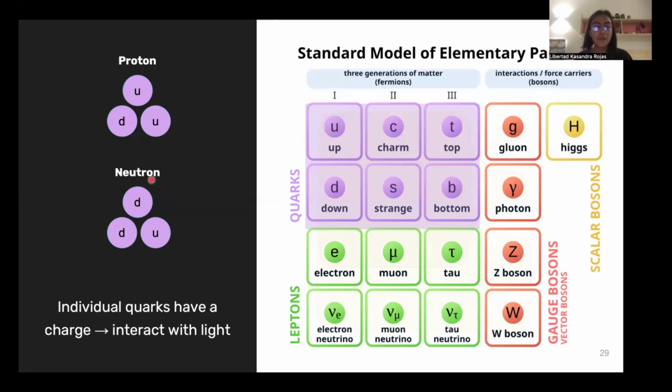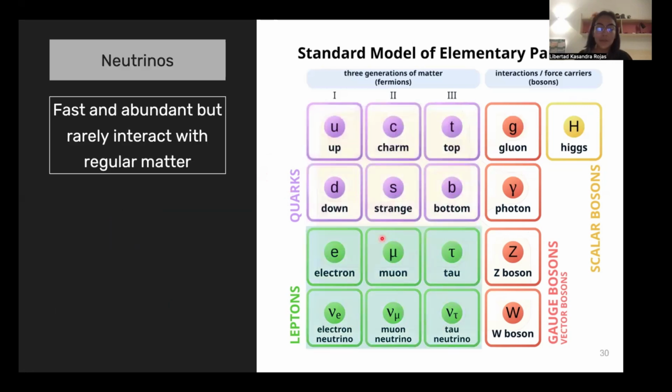You might be thinking this is a bit odd for a neutron, but a neutron overall doesn't have a charge. However, the individual quarks that make up the neutron do have a charge. That just cancels out when they are all grouped together. Now, since they have a charge, they interact with light, okay? So they cannot possibly be dark matter particles. None of the quarks can be dark matter particles because they will interact with the electromagnetic force. So quarks are out of the question.